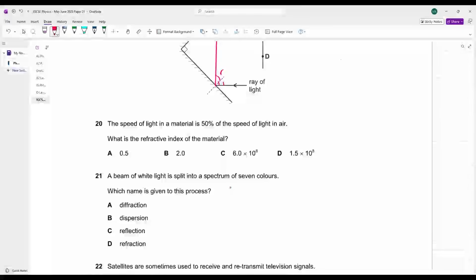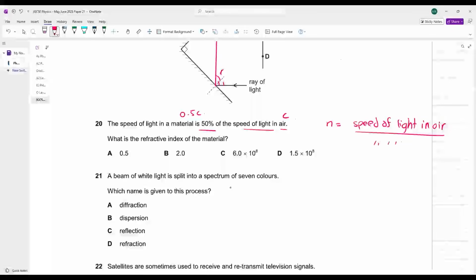The speed of light in a material is 50% of the speed of light in air. Let's say speed of light in air को हम कर देते हैं C. If your speed of light in the material is 50%, तो हम material में speed of light को कर देते हैं 0.5 C. What is the refractive index of the material? Refractive index of the material किस तरह निकालते थे? Speed of light in air divided by what? Speed of light in material. Speed of light in air क्या है बेटा? C. Speed of light in material क्या है? 0.5 C. C cancel out, 1 over 0.5. That is 2 is your refractive index.